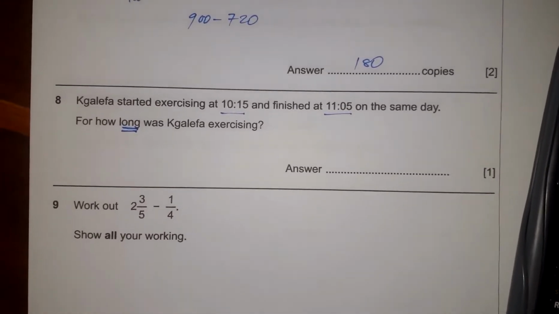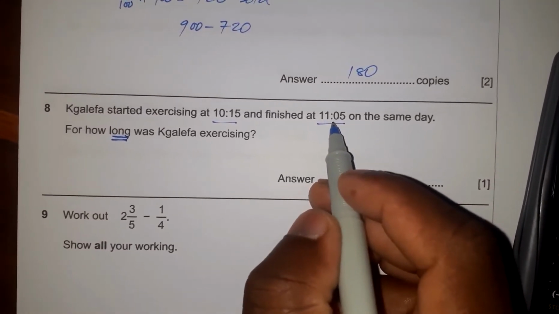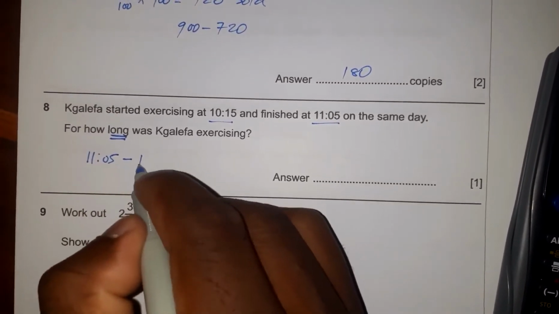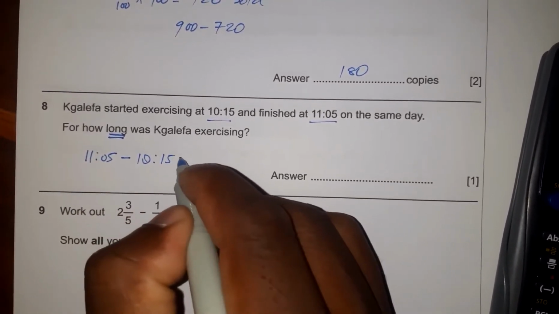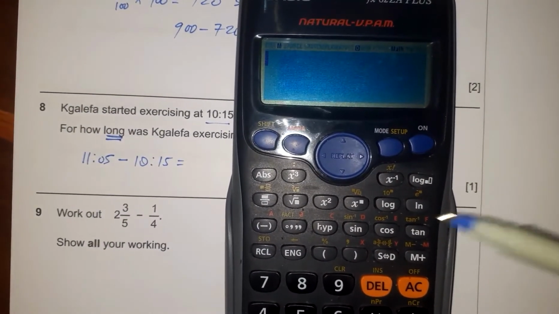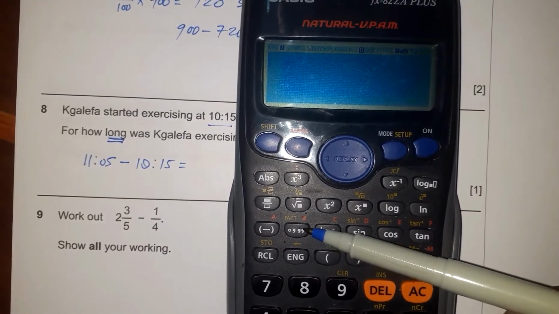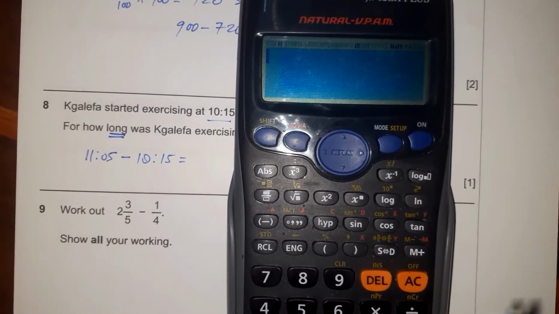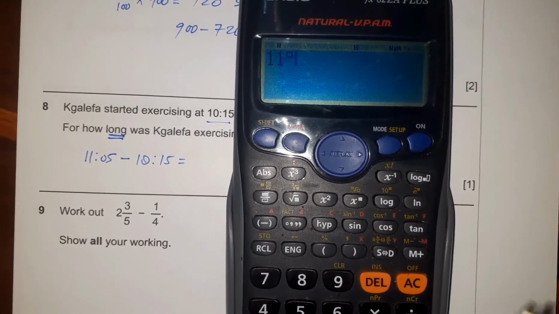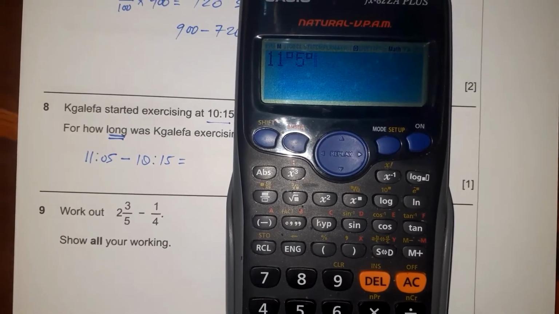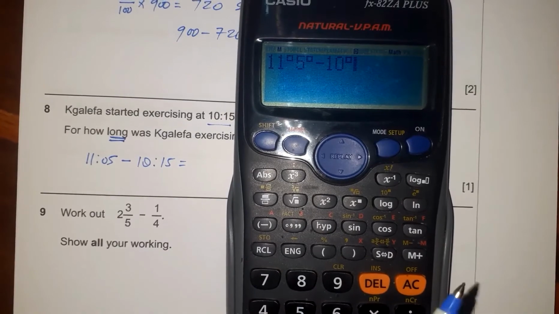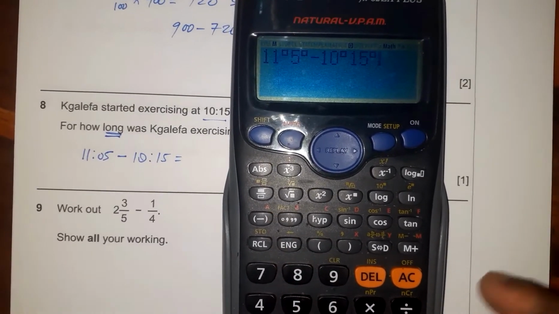What we are going to do here, we are going to subtract the final time or the end time, which is 11:05 minus 10:15. So on the calculator, you look for this button with those things. So we punch 11 and then that button, and then 5, that button again, and then minus 10, same button, and then 15, same button again. Press equal.